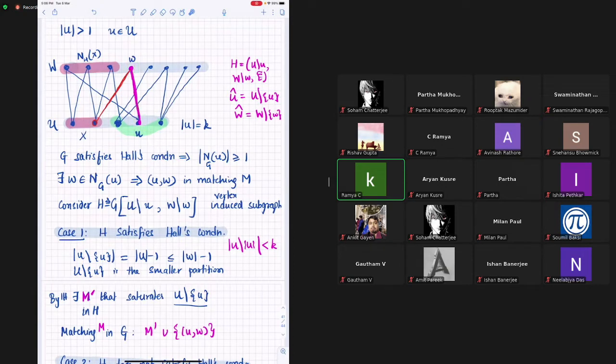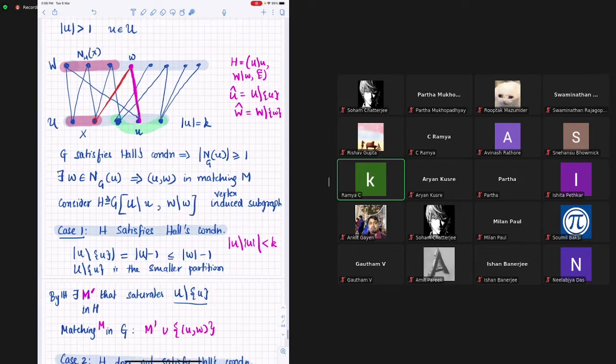condition. But now the problem could be that it may not satisfy Hall's condition. So at least until this, is it clear? Satisfying the Hall's condition, please. If there are any questions here, then we can take them. So now the case is when H does not satisfy Hall's condition.